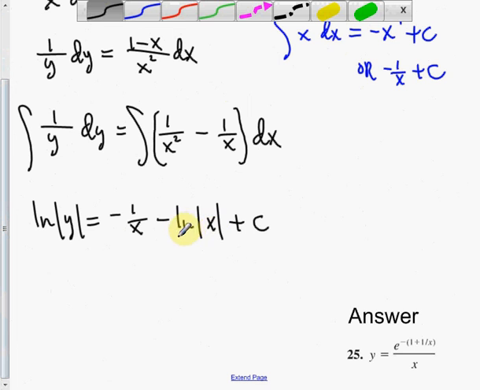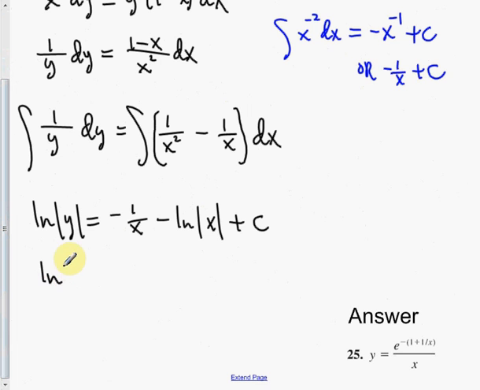I'm going to get the like terms together. So I'm going to add natural log of x to both sides. And when I do that, I'm going to go ahead and combine. This is the natural log of xy is equal to negative 1 over x plus c. Exponentiate both sides, so I get xy is equal to e to the negative 1 over x plus c up top.